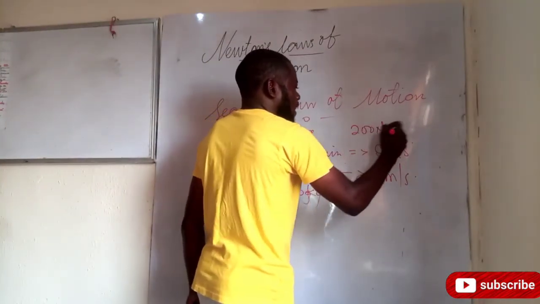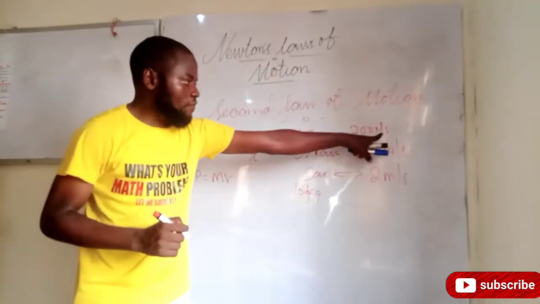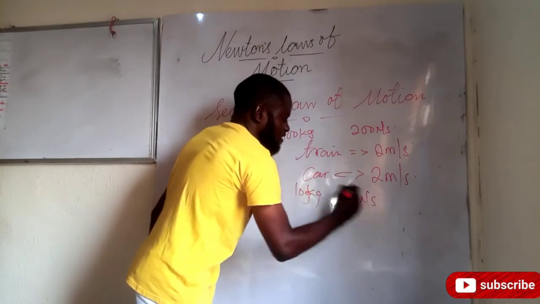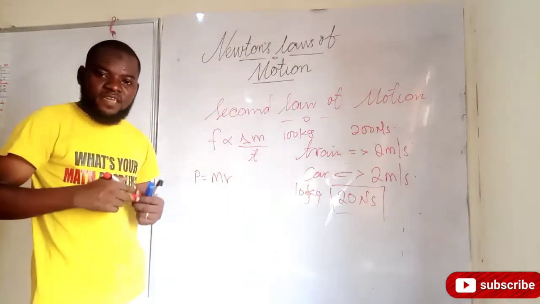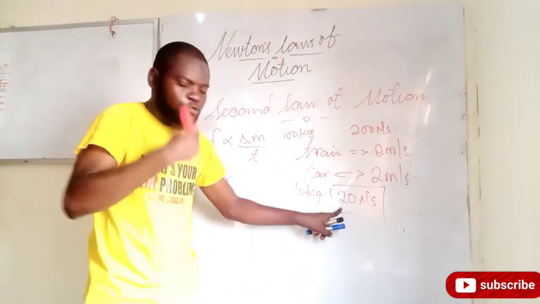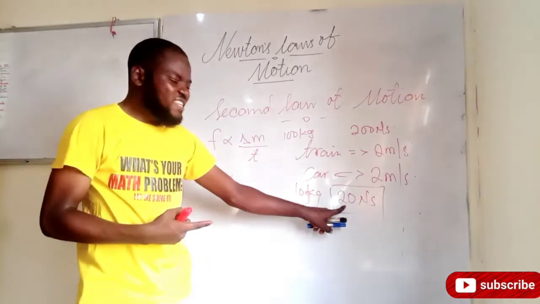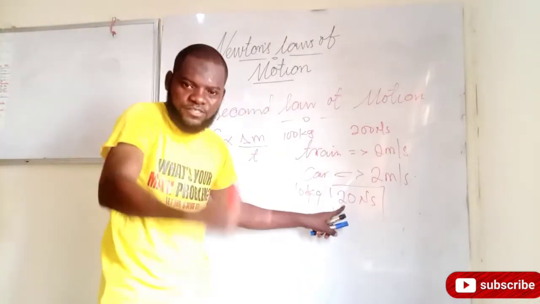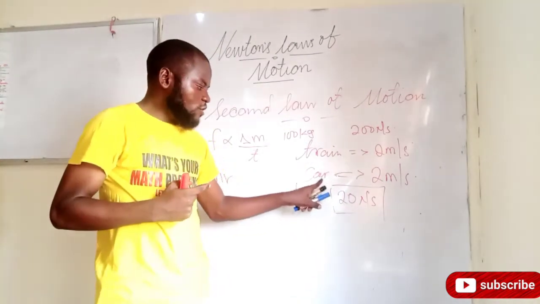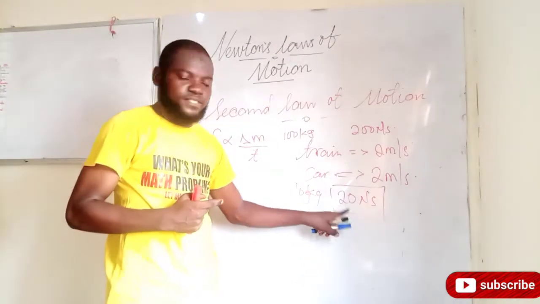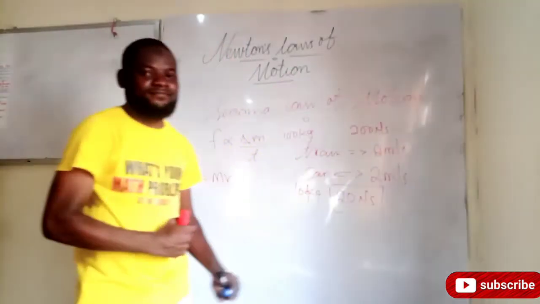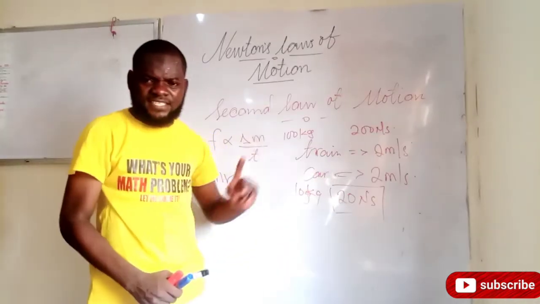So this will give us 200 Newton seconds. If this one gives us 200 Newton seconds to be its momentum, the momentum of the car is just 20 Newton seconds. Are you here now? For you to stop this car, you only need a force of 20 Newton within a second. But for you to stop this train, you need a force of 200 Newton.